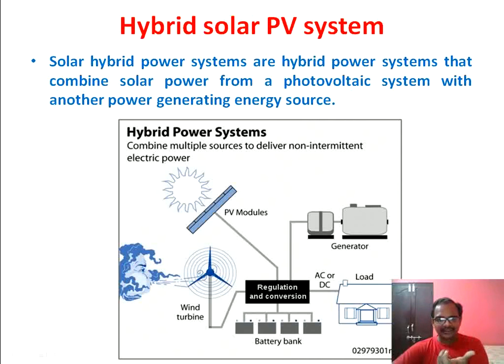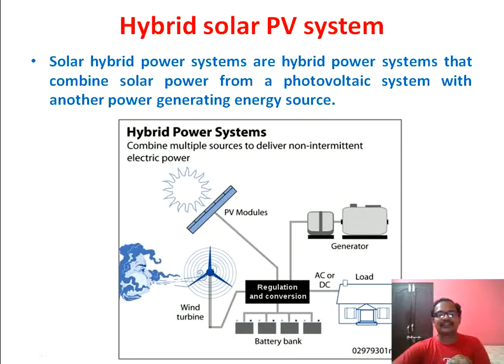There will be a regulation and conversion unit where the energy will be taken. Whenever there is sun, it will take the energy from the PV modules. Whenever there is wind, it will take the energy from the wind turbine. The diesel generator will continuously take over whenever there is a shortage of energy from wind and solar. That is, during the night time, the diesel generator will switch on. During no wind time, the diesel generator will switch on again. So these three will work in a scheduled way to supply the energy to the load.